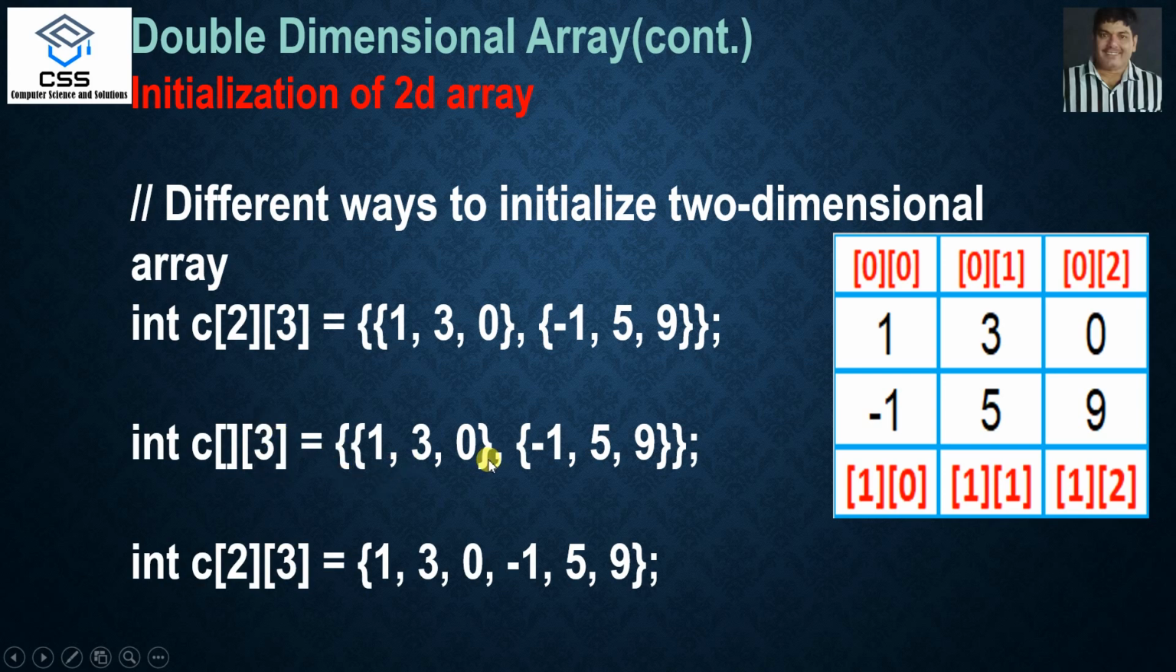You can also represent it in this way. In the third type of declaration, you define the row and you define the column, but instead of two pairs of braces as in the first statement, you can write the 6 elements in one list, and they are automatically paired according to the row and column dimensions. So 1, 3, 0 will be the first row and -1, 5, 9 will be the second row elements. In this way, there are three ways you can represent or declare the elements of a double dimensional array.